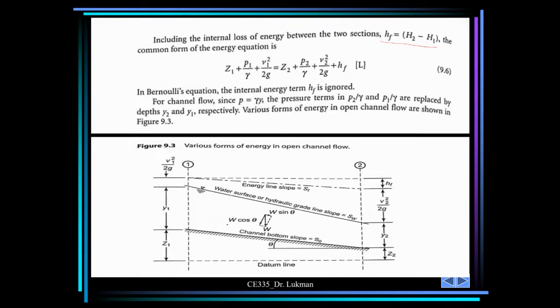Frictional head loss. Of course, we have minor losses which we are going to expatiate on more in chapter 15: losses due to bends, enlargement, and appurtenances. We will examine each of these minor losses, but the main head loss during fluid flow is the frictional head loss. So the head loss is given by H2 minus H1.